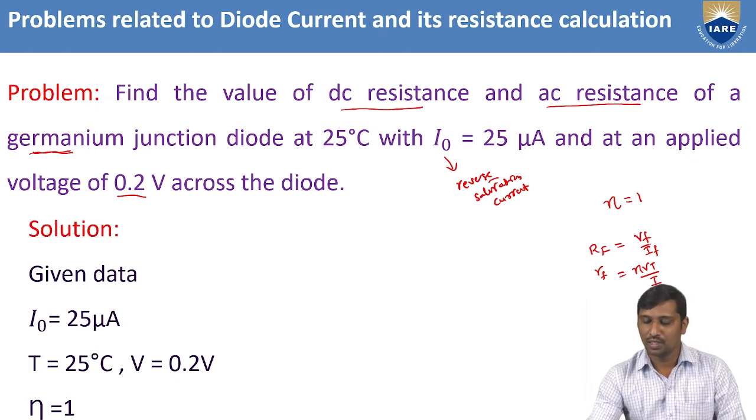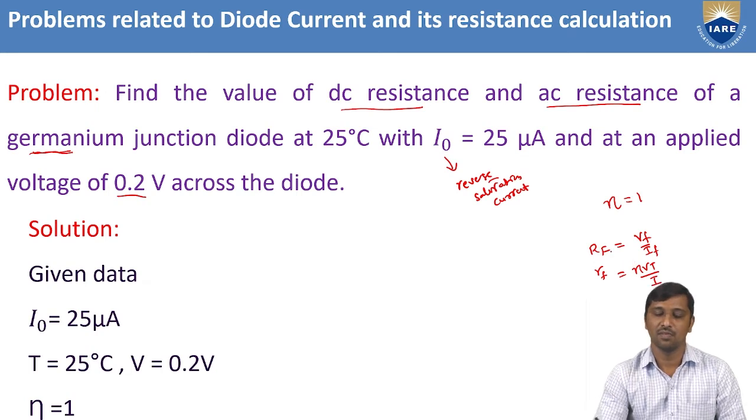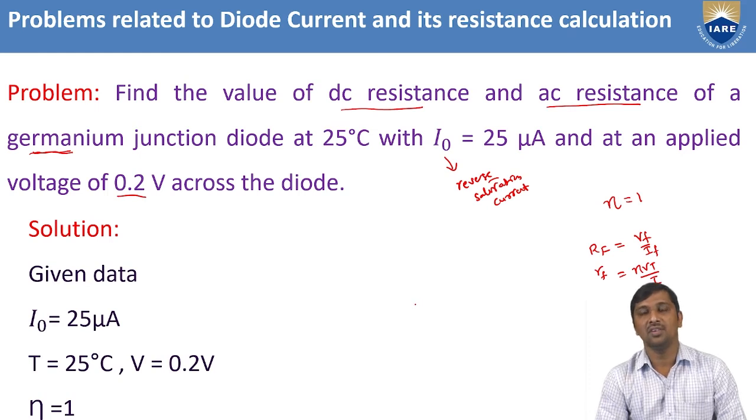So before analyzing this static resistance, or DC resistance, or AC resistance, first we need to identify how much current is generated or flowing across this PN junction diode with respect to these parameters. Hence we need to recall the diode current equation. So what is the diode current equation?